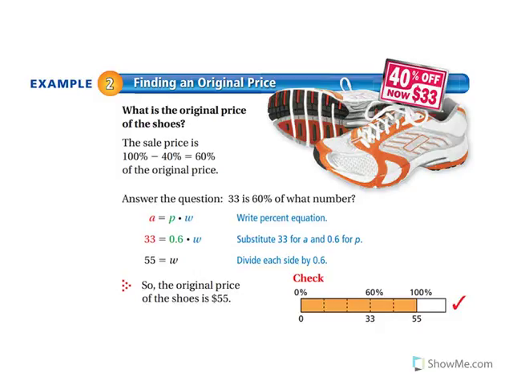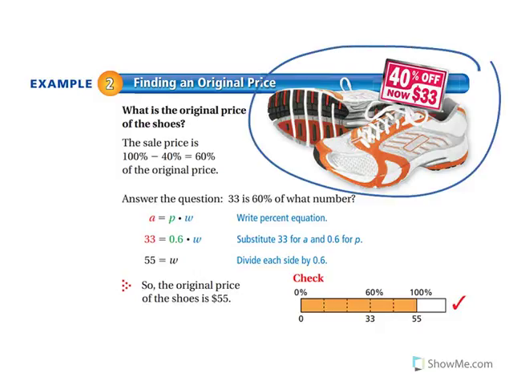All right, in our second example, now we're looking at finding an original price. So, what is the original price of the shoes? We can see over here that the shoes are 40% off. They are now on sale for $33. So they want to know what was the original price. There's a couple ways of doing this.